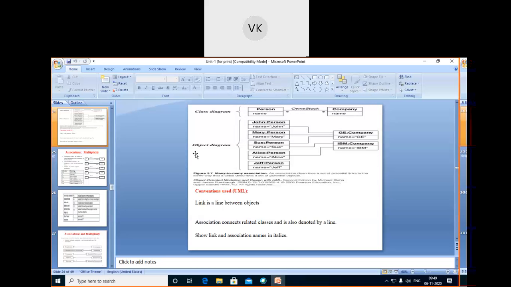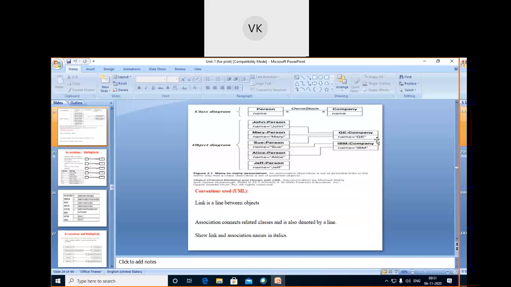And coming to the link, here you see the object diagram. I told you how to write the object diagram. The name of the object, colon, the name of the class to which that object belongs. After that, the attribute portion is there, in which name is equal to John. This is an object. Here you see Mary is the name of an object belonging to the person class. Sue is the name of an object belonging to the person class. Alice object name, Jeff object name. All these are object names belonging to the person class.